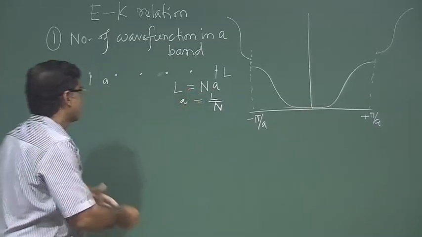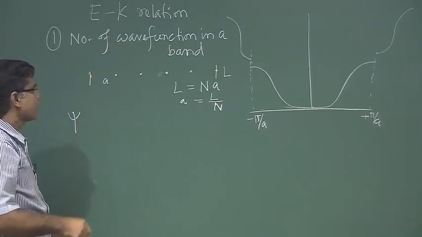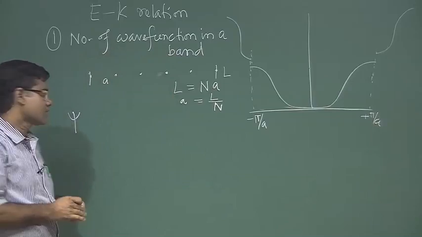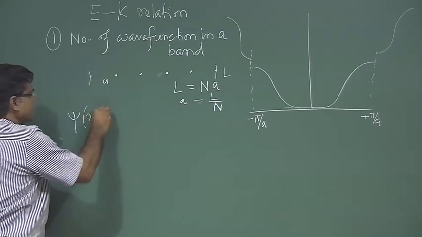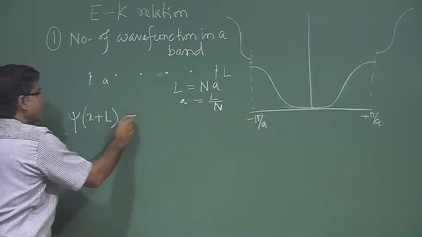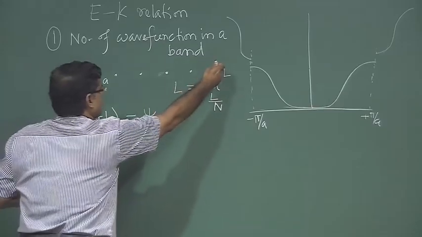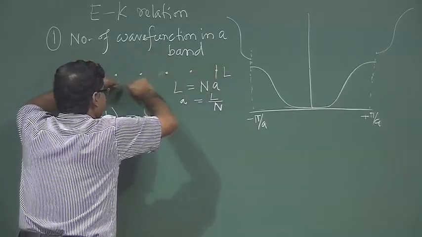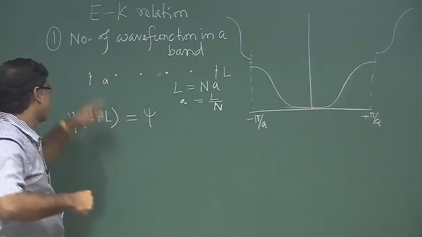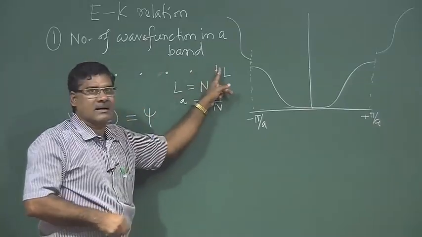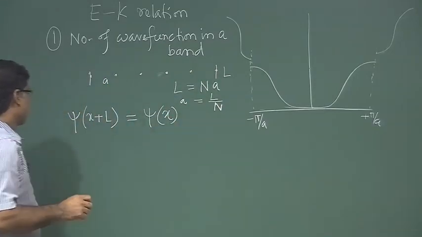So, the wave function, whatever number of wave functions we want to find out, has to satisfy the boundary condition psi of x plus L. It is generally taken as a ring boundary condition. If you just enclose it, whatever value is here has to be the same value here. So, psi of x.